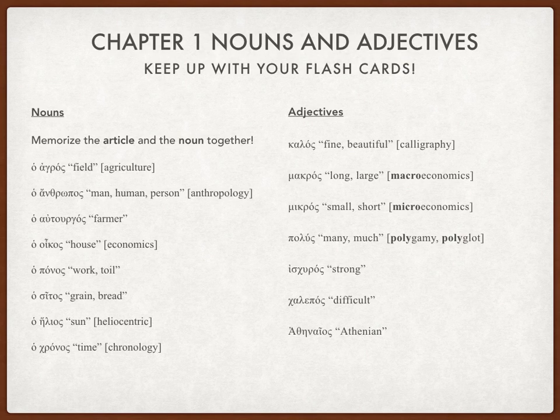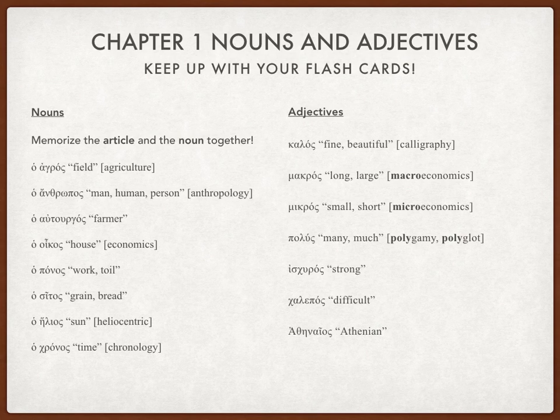Next is polus. Polus means much or many. It's our root for polygamy, for someone who has multiple marriages, or a polyglot. If you know someone who's a polyglot, they speak multiple languages. A polyglot has its root in polus in ancient Greek. Polus, many or much.